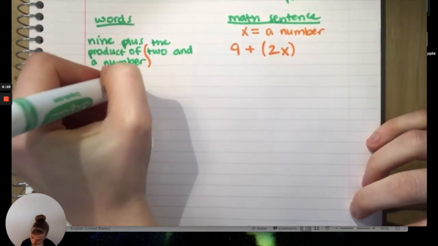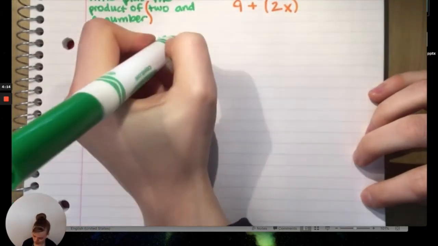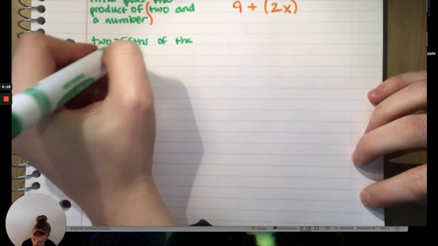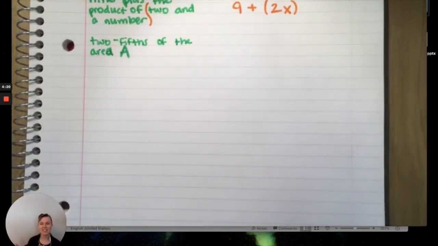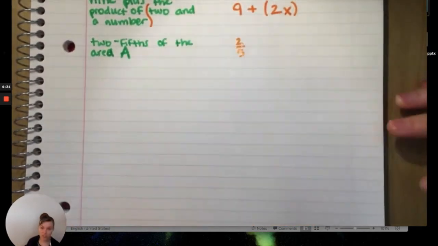2/5 of the area. That's an A. I'm going to use capital A because that's typically what we use for area, as a capital A. They already gave me the variable, so I don't need to define x equals a number. I can just use 2/5.